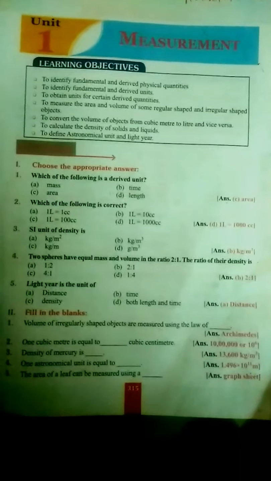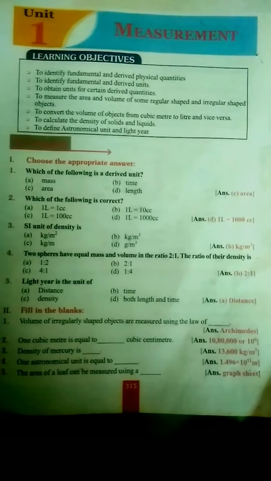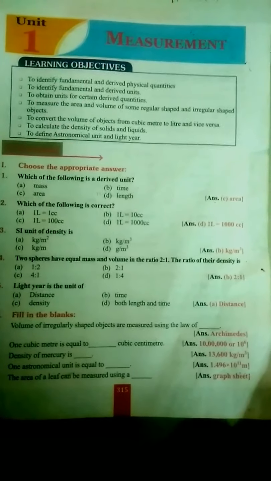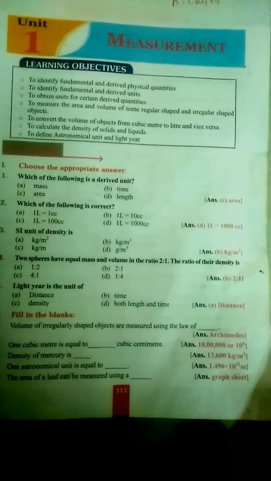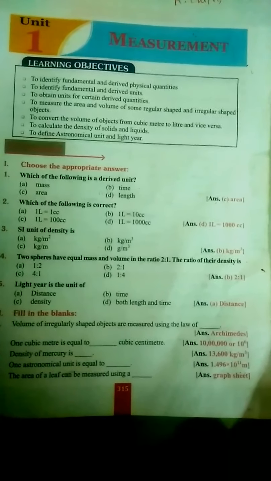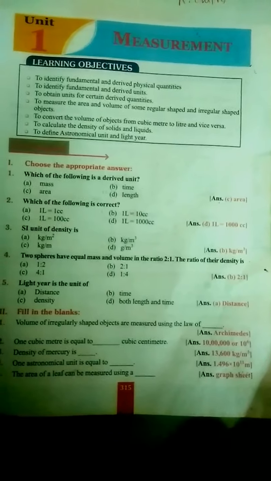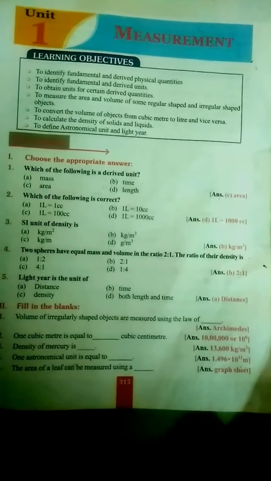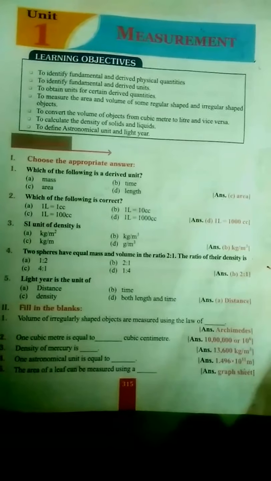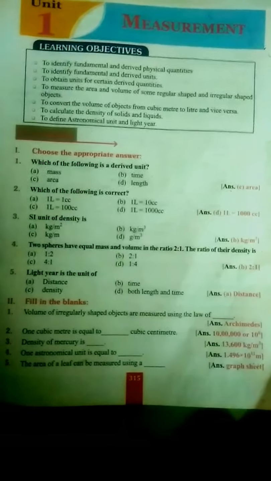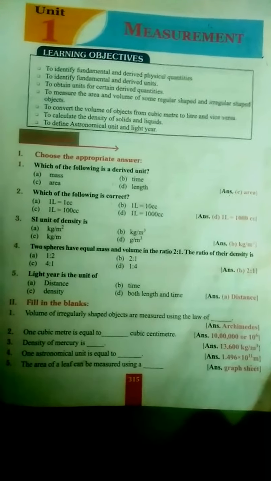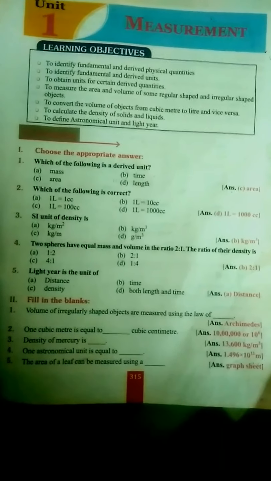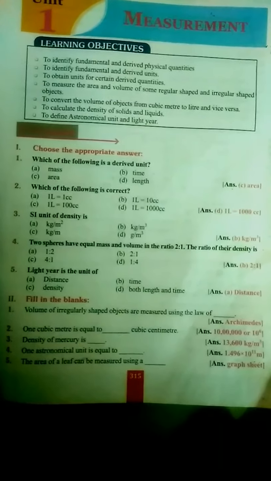Two spheres have equal mass and a volume ratio of 2:1. What is the ratio of their density? The density formula is mass by volume, so if you substitute the values, the ratio is also 2:1. Light year is a unit of distance. The next one, fill in the blanks. The volume of an irregularly shaped object is measured using Archimedes' law. One cubic meter is equal to dash cubic centimeters.